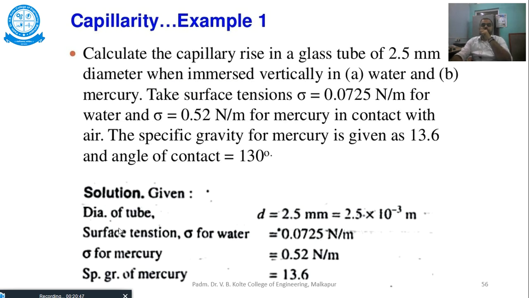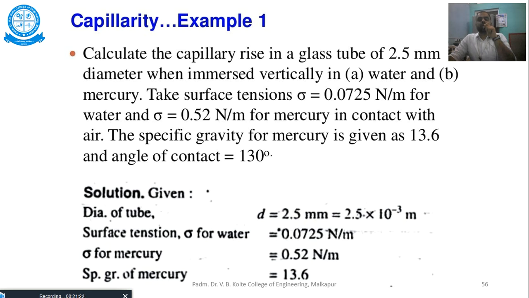Then we have to see some numericals on the capillary rise and capillary fall. See the statement of this numerical here. Calculate the capillary rise in the glass tube of 2.5 mm diameter when immersed vertically in water, and second case is mercury. Take the surface tension as 0.0725 Newton per mm for water, and sigma is equal to 0.52 Newton per meter for mercury in contact with air. The specific gravity for mercury is given as 13.6 and the angle of contact is equal to 130 degree.